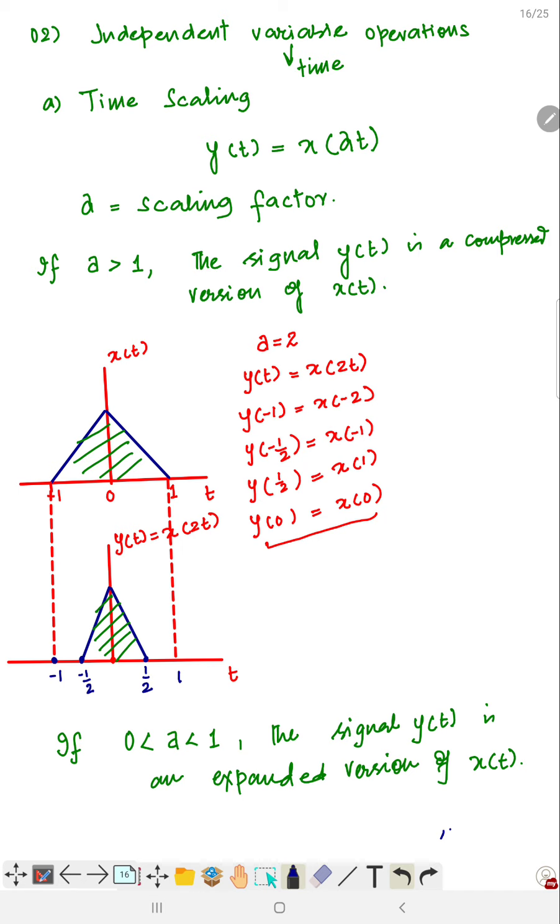Welcome. So we were discussing the operations that will be performed on the independent variable. We already discussed one operation, that is the time scaling. We also tried to understand the physical significance of time scaling. And we concluded that for the continuous time case, if the scaling factor is greater than 1, it will lead to the compression of the signal. And for the discrete time case, if the scaling factor is greater than 1, we will be losing some samples that were in the original signal.